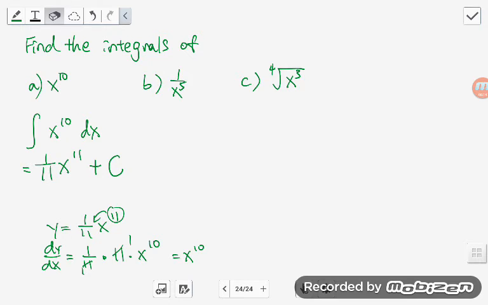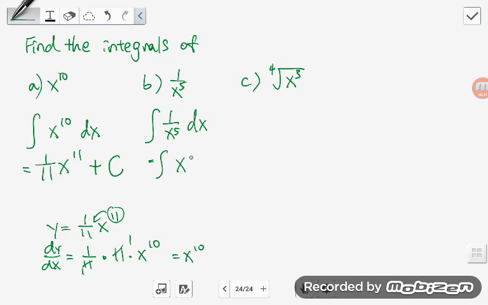All right. So now let's take a look at the second example. I need to find the integral of 1 over x to the power of 5 with respect to x. Right. So this is the same thing as saying I'm going to find the integral of x to the power of negative 5 with respect to x. So before I integrate this, I need to think about where this x to the power of negative 5 came from. So the original f of x has to be x to the power of negative 4, right?